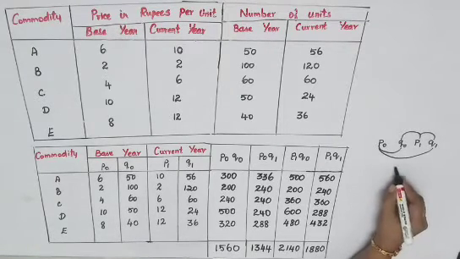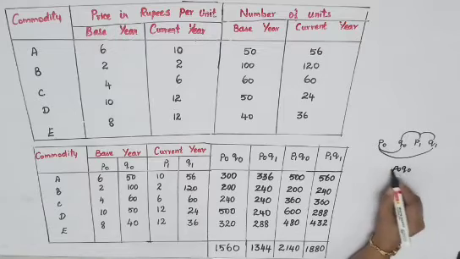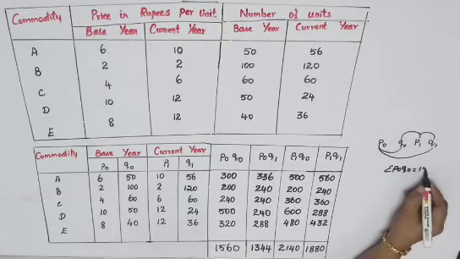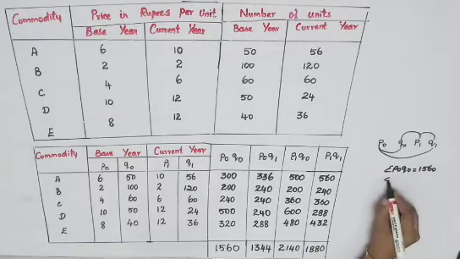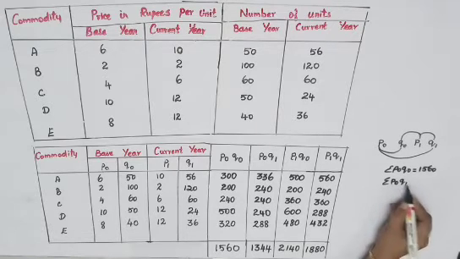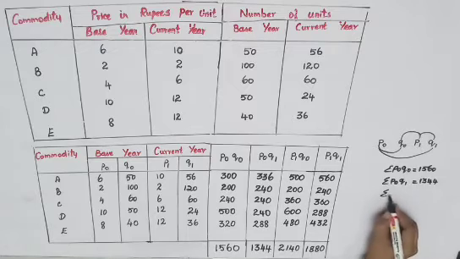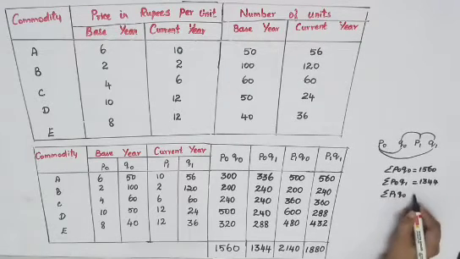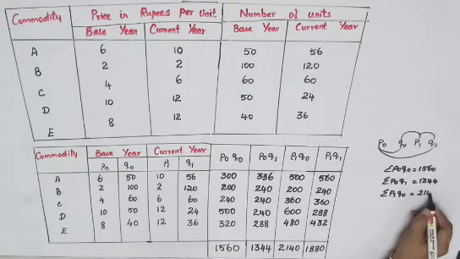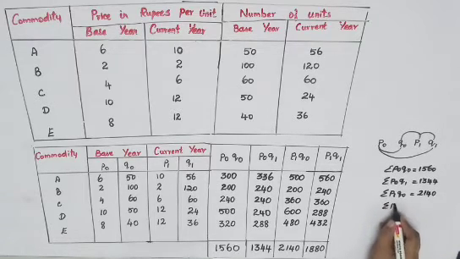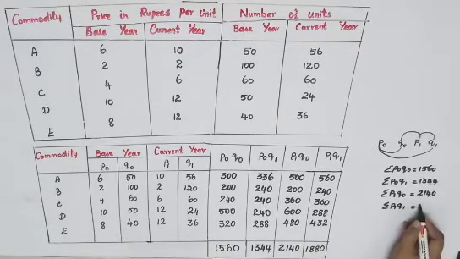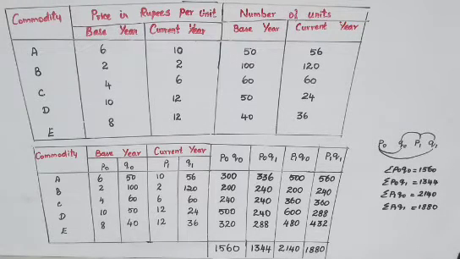So here, sigma P0 Q0 is equal to 1560. Sigma P0 Q1 is equal to 1344. Sigma P1 Q0 is equal to 2140. Sigma P1 Q1 is equal to 1880. Now we have to find Fisher's ideal index. That is the question they have asked you to find first. So we will find Fisher's ideal index.